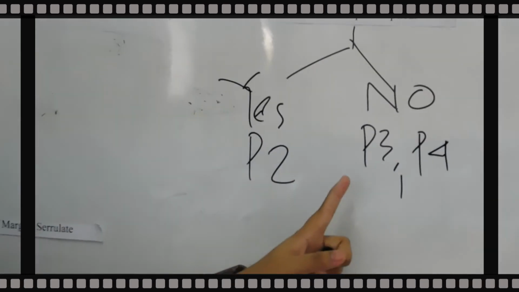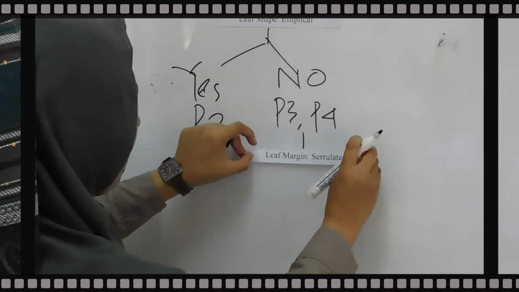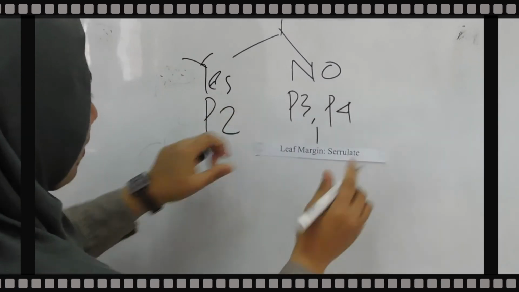Okay, the next for plant 3 and 4, we can divide by leaf margin, crenulate. Yes for plant 3 and no for plant 4.